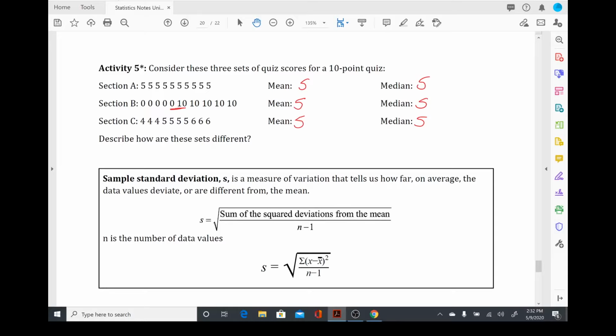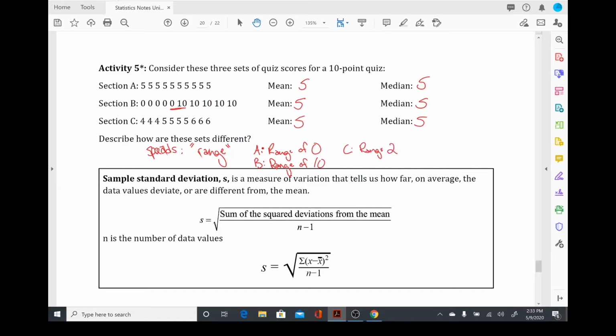So how are they different? They're different because their spreads are different. And spreads are range, and we'll get a new one here in a minute, and that'll be standard deviation. So the range for section A has a range of 0. For section B, the range was 10, the largest range, so the most varied. And for section C, we had a range of 2.